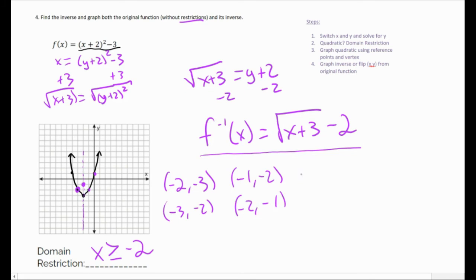And then it looks like 0, 1. So flipping that would be 1, 0. So here is the graph of my inverse, the purple line right there, and we are all good to go.